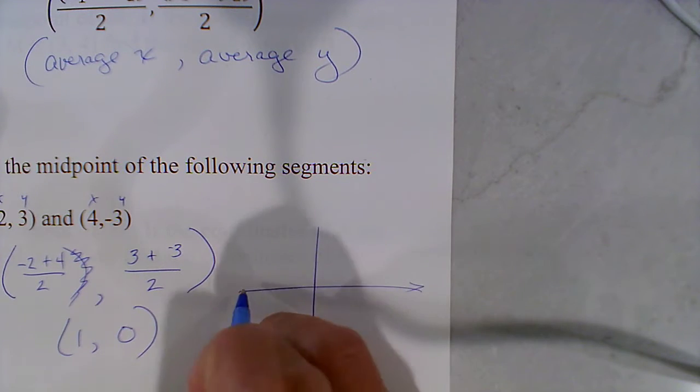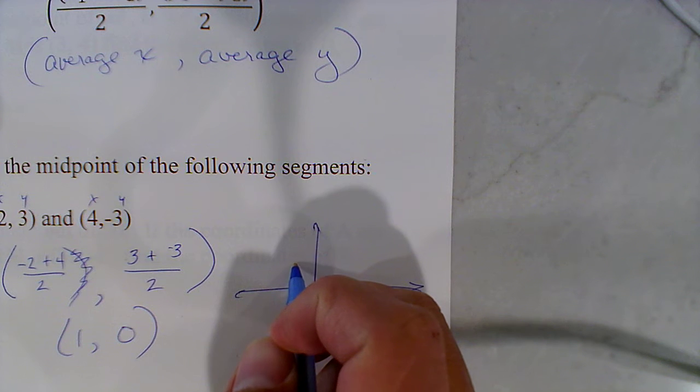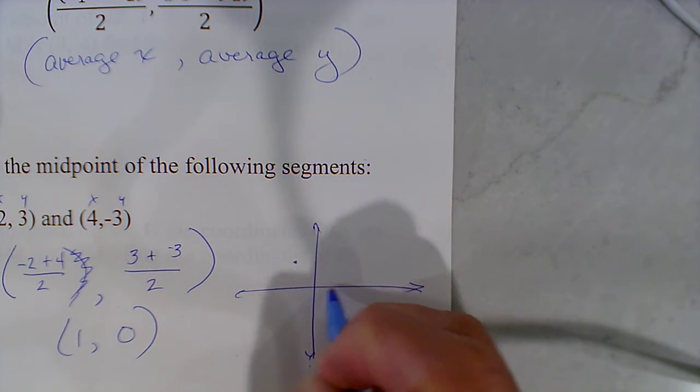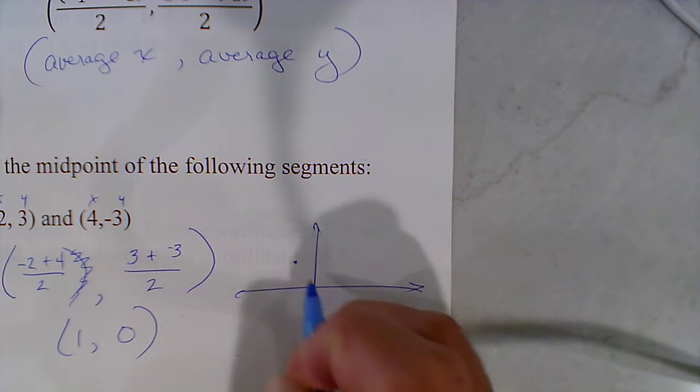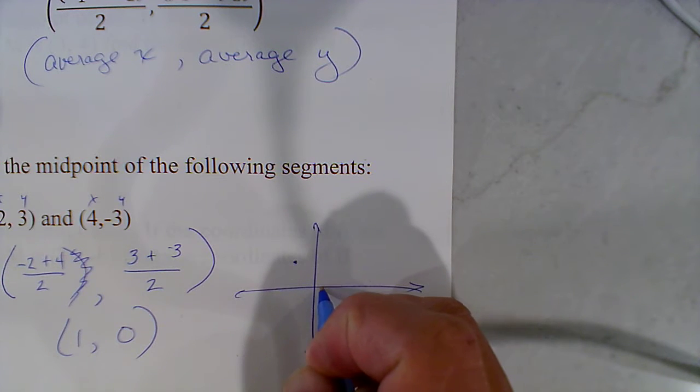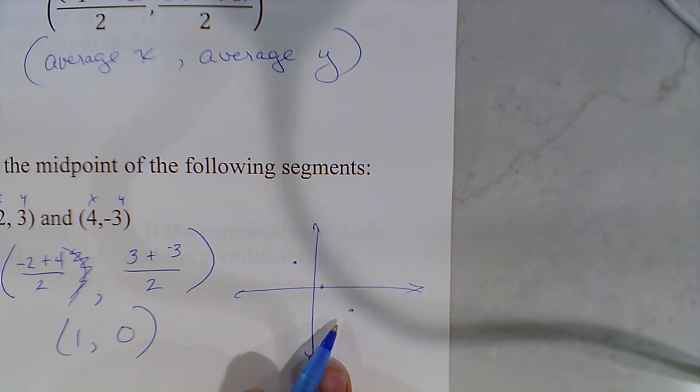Now you don't need to check it every time, all right, but if you were to quick sketch this, negative 2 comma 3, and 4 comma negative 3, and you said you're getting this point 1, 0. Does that look like it's exactly in the middle of those two? And of course it does.